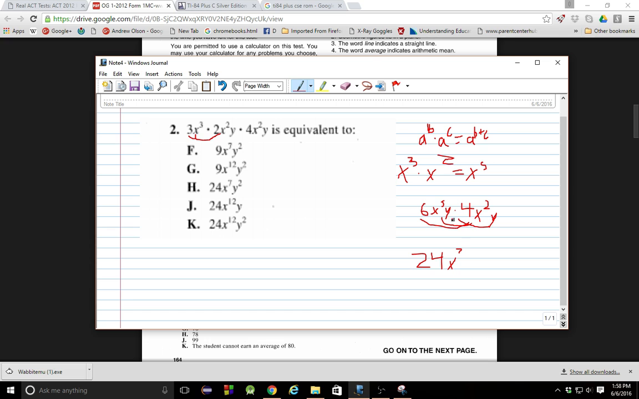And y times y is just y to the power 1 plus y to the power 1, which is y to the power 2. So in this case, we get 24 x to the power 7 y squared. Okay, that's good. So now, let's cut all this out.